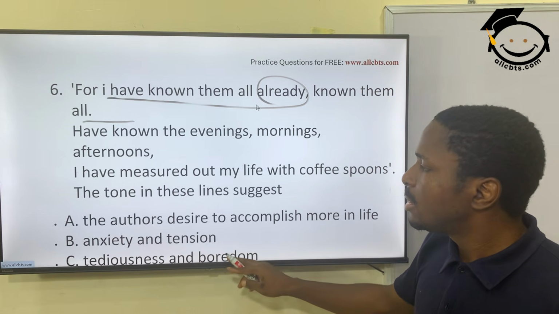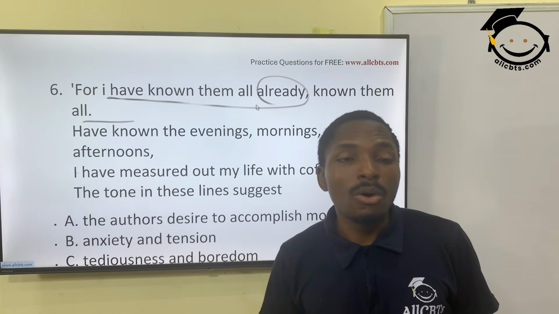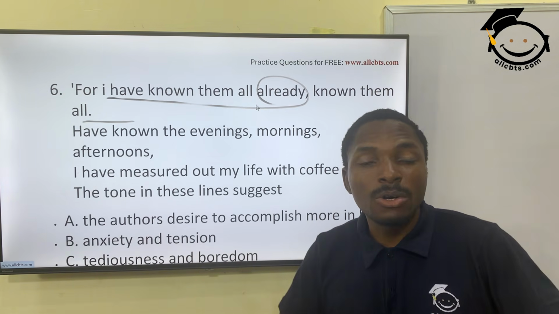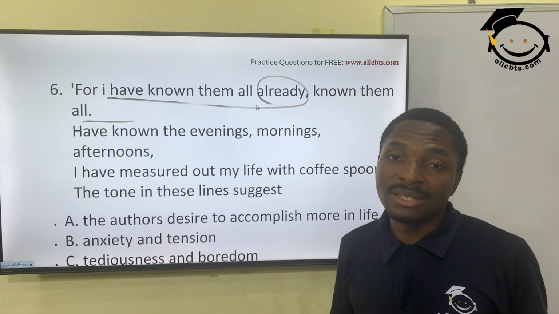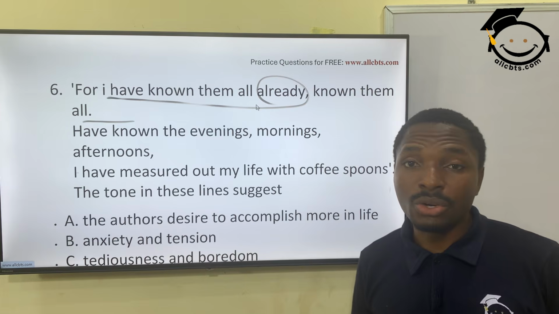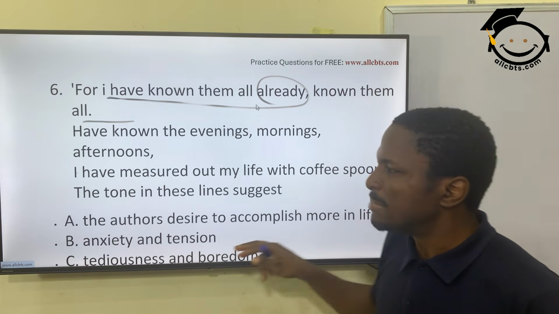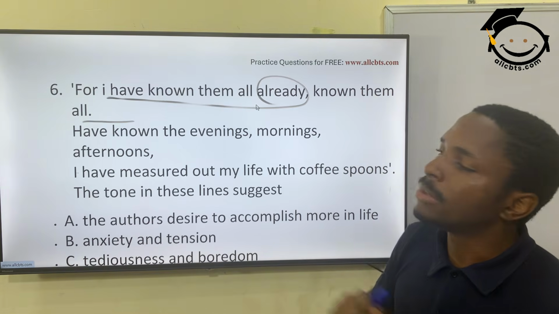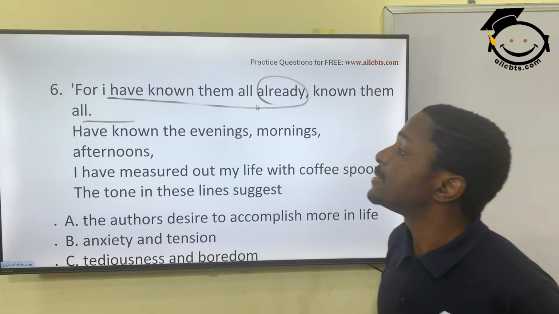So the person, the writer or the speaker here, is bored. He's bored with the current event of things. Okay, we have seen everything. So we can say boredom. Boredom is the major play here. Tediousness and boredom is a major tone in those lines.